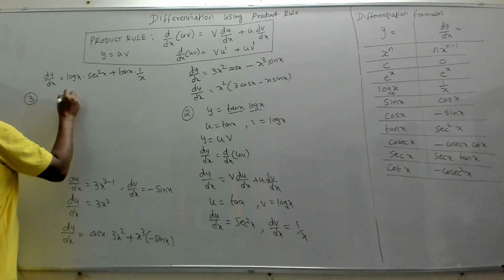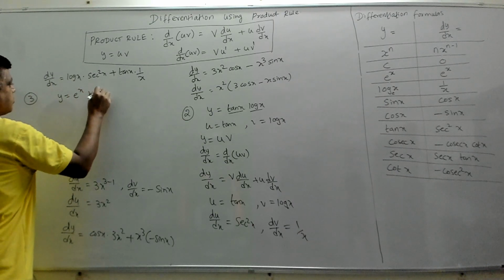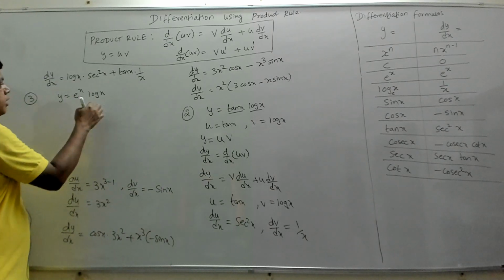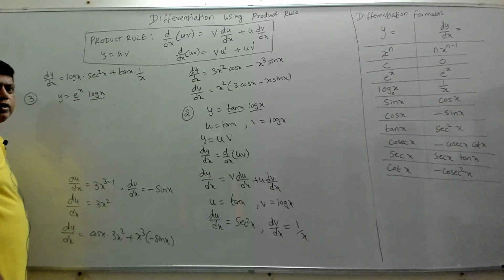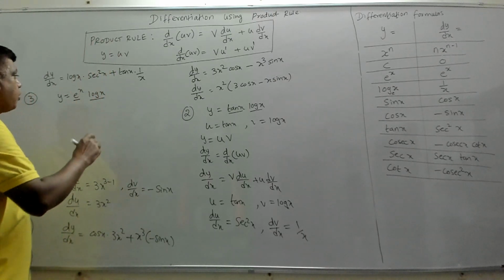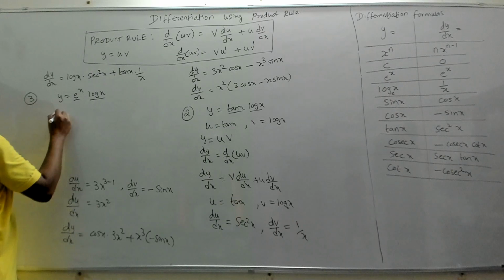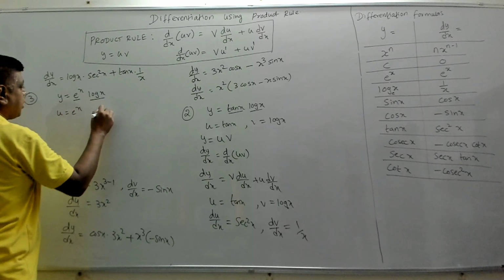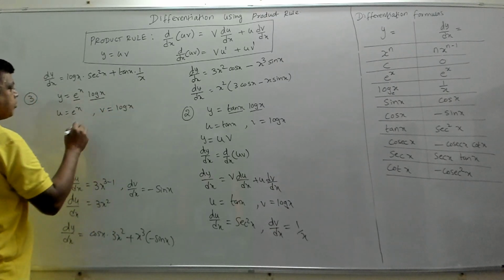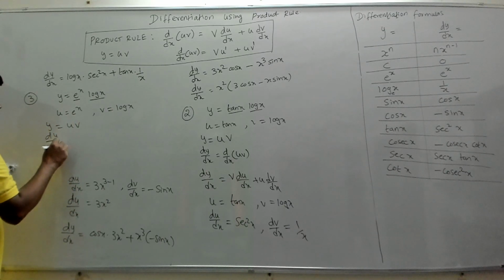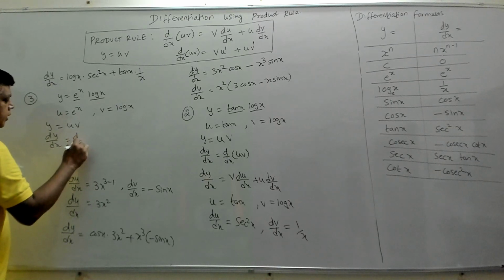y equal to e power x log x. Again, y is a product of two functions, e power x into log x. e power x is one function, log x is another function. The moment we see that y is a product of two functions, we have to go for the product rule. So we will put u as e power x and v as log x. Then our y becomes u into v.